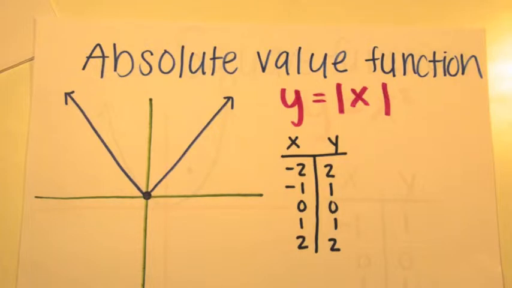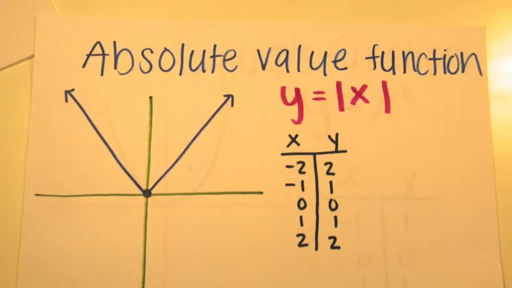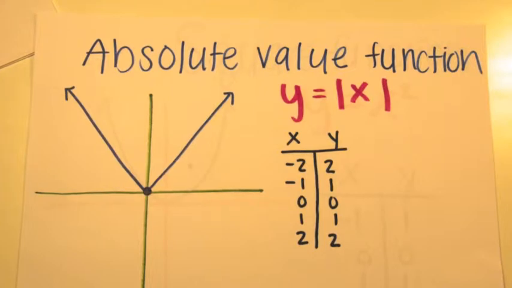Let's make an xy chart for this absolute value function. I plugged in negative 2 and I get 2. I plugged in negative 1, I got 1. I plugged in 0, got 0. Plugged in 1, got 1. And plugged in 2 and got 2. Just by looking at the graph, I can tell a lot about it.